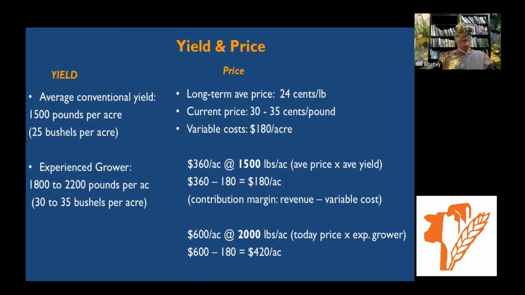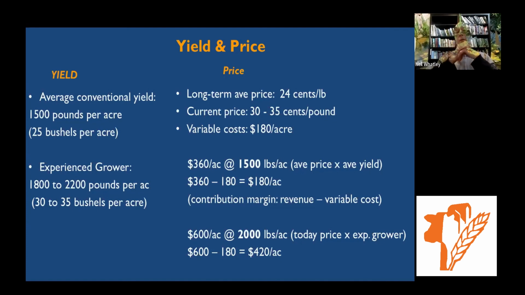So this is just a little bit on the yield and the price. The average yield is 1,500 pounds an acre on the Canadian prairies, so 25 bushels the acre. An experienced grower will get 1,800 to 2,200 pounds an acre, so that's 30 to 35 bushels the acre, if everything goes right with the weather, etc. The price, long-term average, is 24 cents a pound.